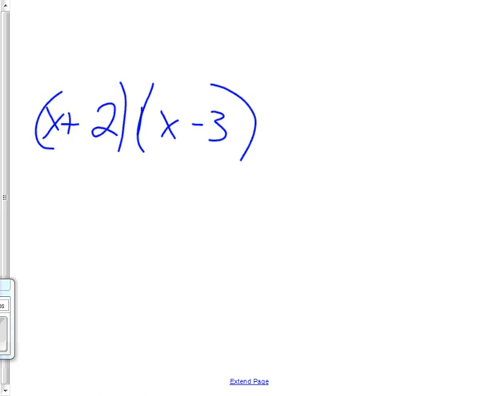All right, last thought. I know you know how to do this. X plus 2, x minus 3. That's the FOIL thing. First, outside, inside, last, right? But what if the problem is written like this?